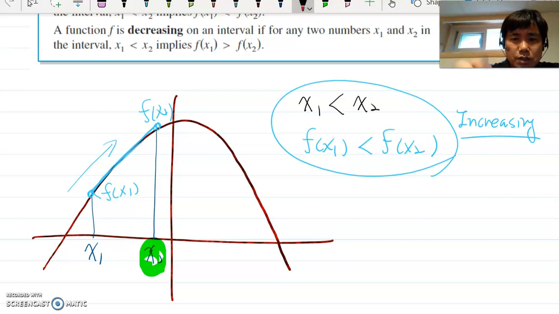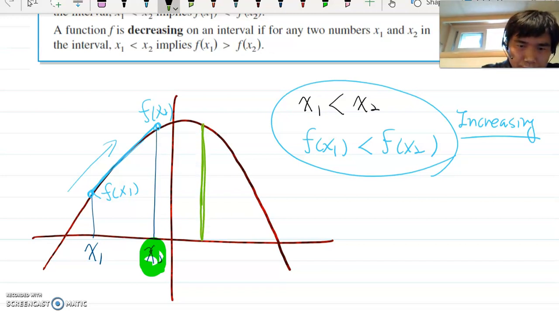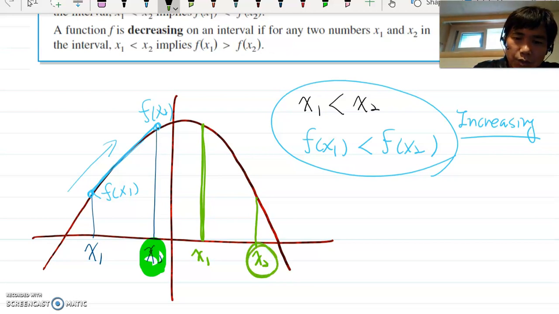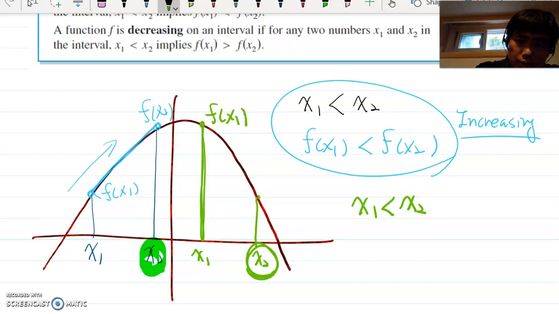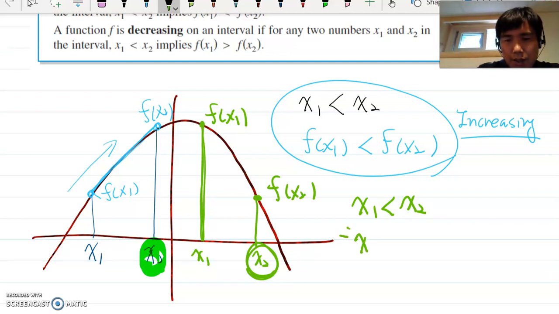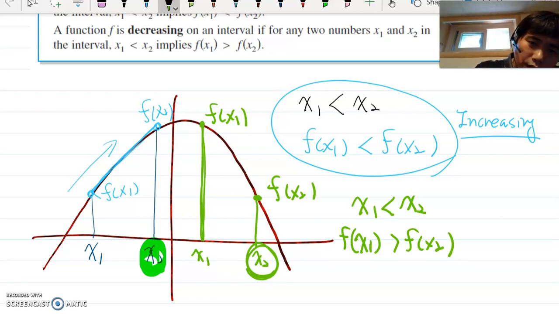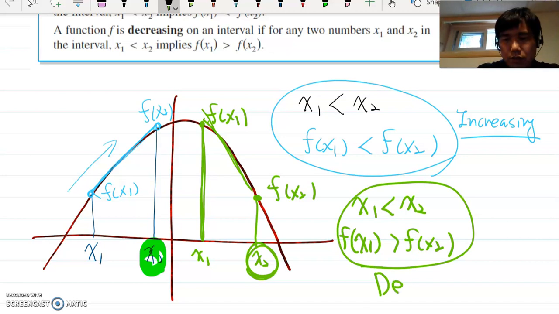Okay, now the decreasing case. On this graph, maybe this part, I'm going to set up x1 here and then x2 here. So x2 is located on the right side compared to x1, and we also know that x1 is less than x2. Now this is f(x1), this is f(x2). Comparing the two y values, f(x1) is bigger than f(x2), right? And then this is decreasing. How do you know? The line here is going down. So in this case we can say decreasing, basically.